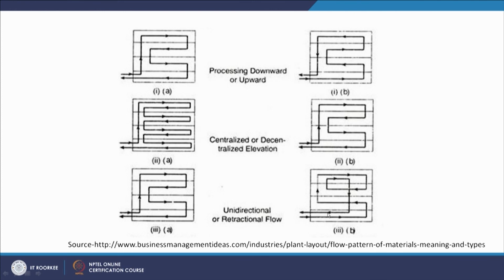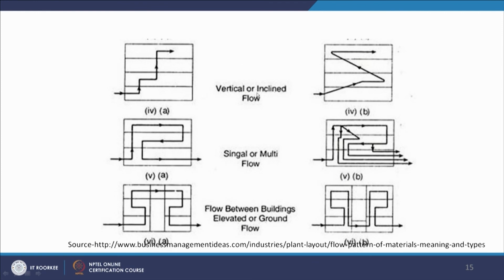But here the material is entering, then moving here, again moving here, then retracting, going back to the top and then coming down. So we can have a unidirectional or retractional flow. Then we can have vertical or inclined flow. Very easily you can see the material is moving vertically, whereas here it is moving in an inclined fashion. Single or multi flow: material enters here, is subjected to different operations in sequence, and finally gets out, and multi-flow is also possible.